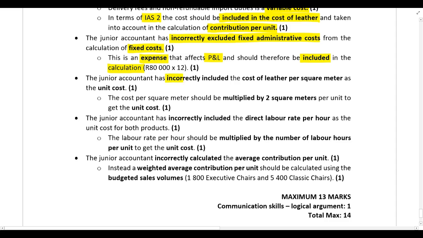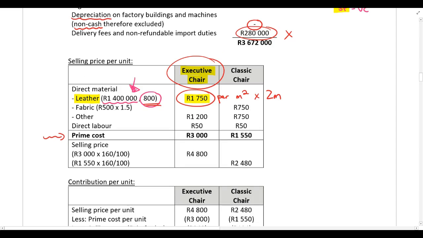Okay, so he has incorrectly included the cost of leather per square meter as the unit cost. The cost per square meter should be multiplied by 2 square meters per unit to get the unit cost. All right, then for fabric, that calculation is correct. You've got the cost per meter multiplied by the number of meters required per unit. For other direct material costs, both of those costs over there are correct. They are the unit costs.